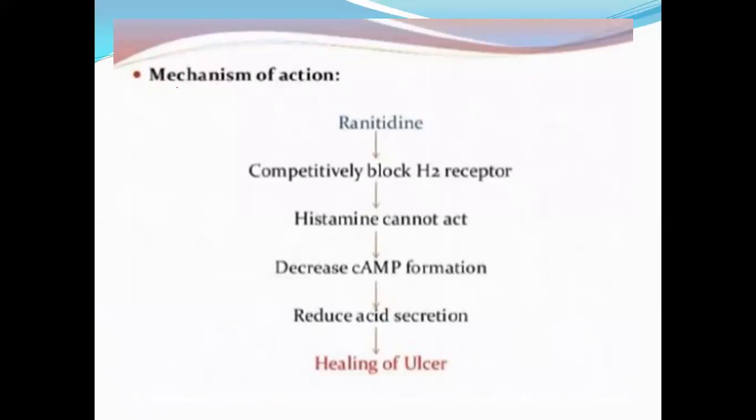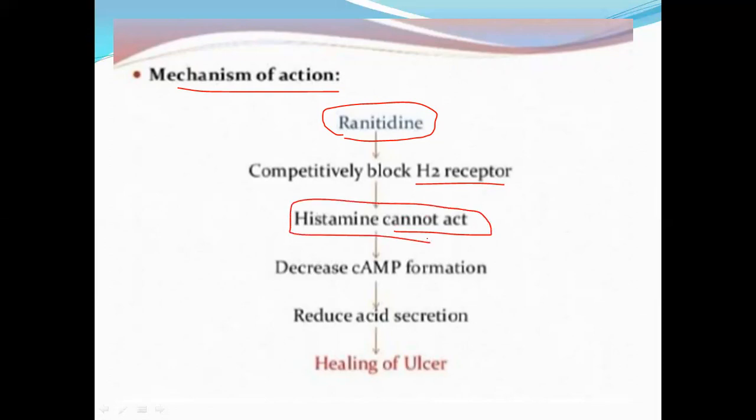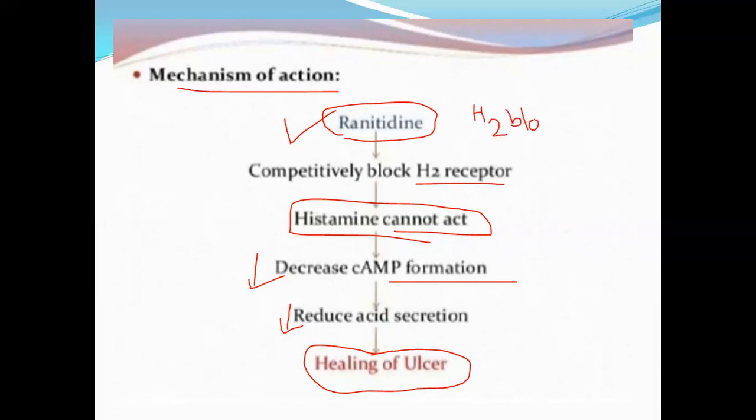Now we move to the mechanism of action of H2 antagonists. Here, for example, we consider ranitidine. Ranitidine completely blocks the action of H2 receptors. Once the H2 receptors are blocked by the H2 antagonist, histamine cannot act. Ultimately, this decreases cyclic AMP formation. The decrease in cyclic AMP also reduces gastric acid secretion, and it promotes healing of ulcers by ranitidine, famotidine, cimetidine, and nizatidine. These are the H2 receptor blockers. This is the basic mechanism of action of H2 receptor blockers.